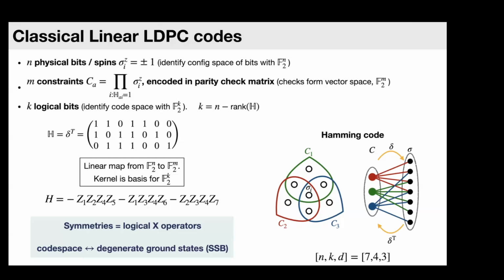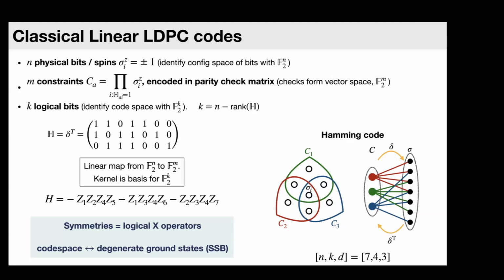This parity check matrix can also be viewed as a linear map from vectors that live in the configuration space to vectors that live in the space defined by the checks. Okay, so this takes in an n-dimensional vector and gives you an m-dimensional vector. So this parity check matrix is equivalently this linear map, and the kernel of the parity check matrix is the basis for your code space.